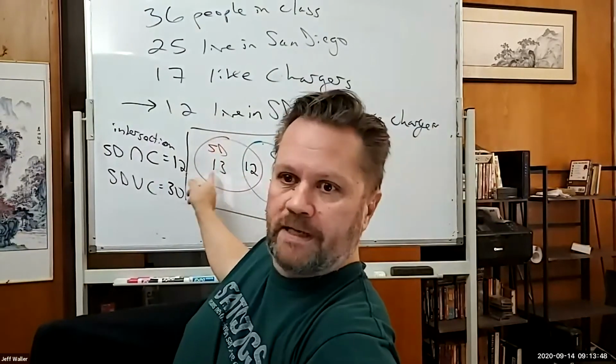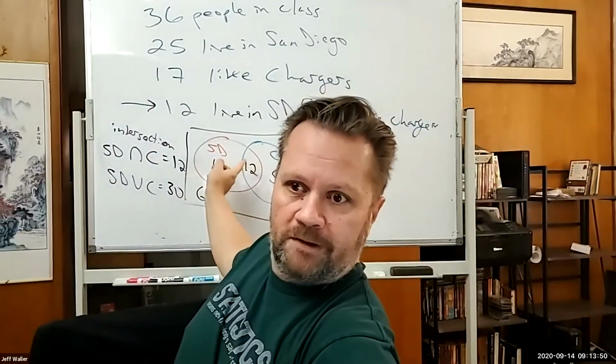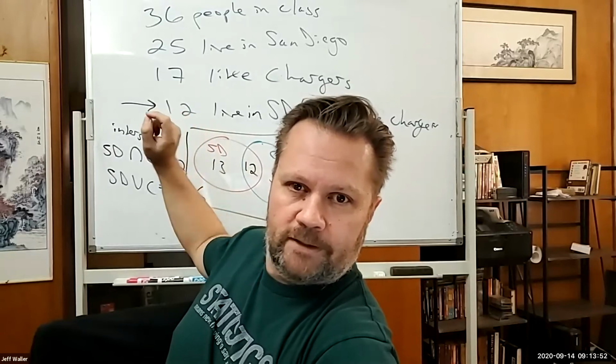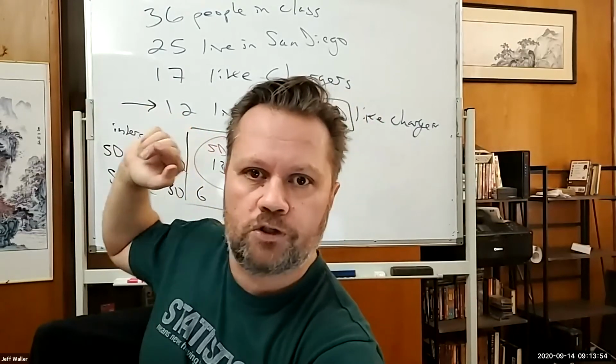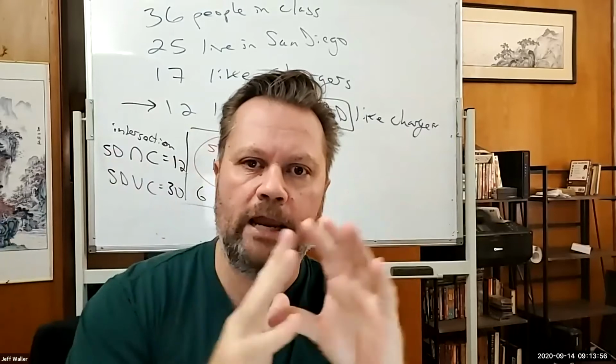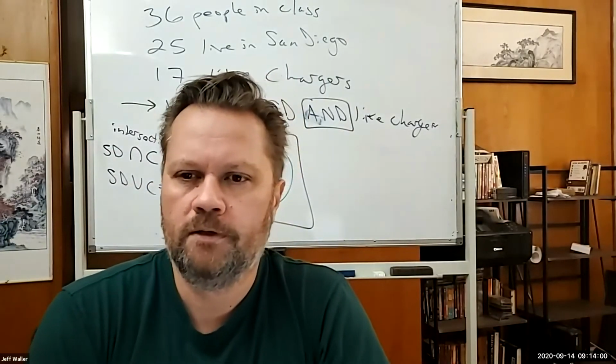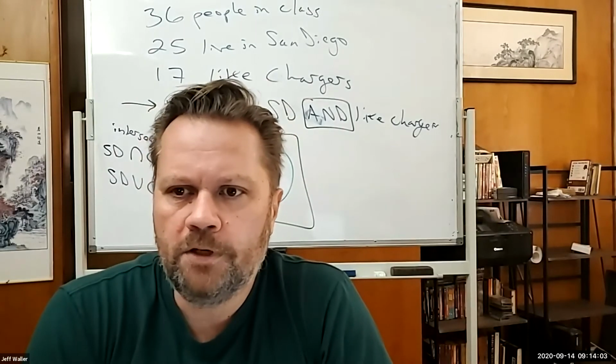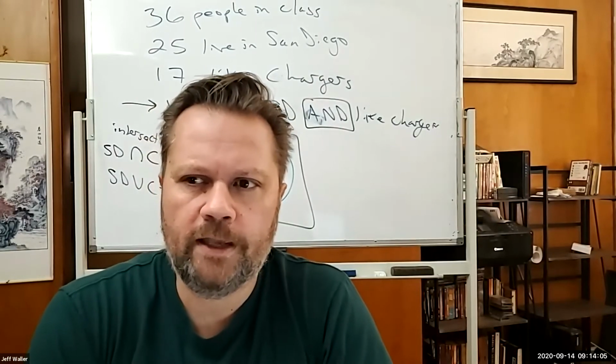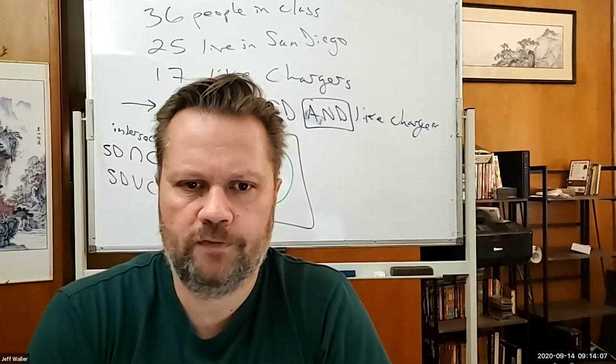That 12 is kind of a base for both circles. So that's why that's the key. That's where you start when you go to create a Venn diagram. You start inside, innermost. Okay. Anything else from homework stuff?